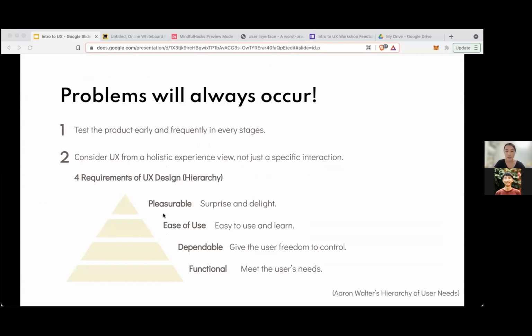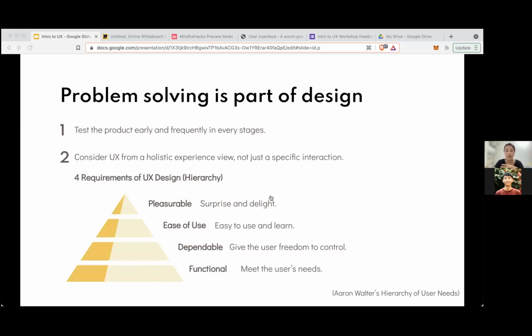And here the pyramid shows the hierarchy of the 4 requirements of UX design. So even though functional is the most important in terms of UX requirements, and pleasurable is the least important, that doesn't mean that you should only focus on functional. Instead, you should be focusing on all 4 requirements of UX design whenever you are designing.